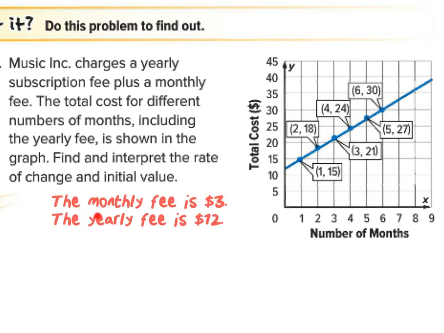So as I just said, the monthly fee is $3. The yearly fee is $12. The yearly fee plus the first month together should be $15. So the first month should be $15. You see that? 1 and 15. Remember, you can always use the expression or the formula y2 minus y1 over x2 minus x1, right? To identify the slope, the rate of change. That would give you the rate of change. So by picking 2 points, you could pick 1 and 15 and 2 and 18.